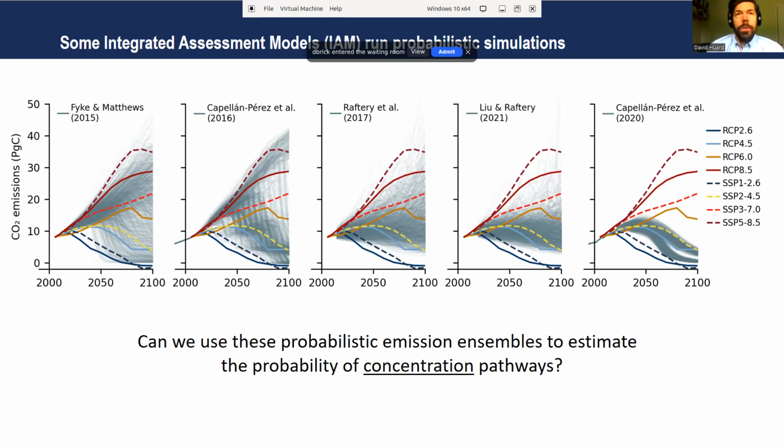And you can say that if you've chosen the parameter distributions correctly, so describing your own uncertainties about the parameters, what you get is a kind of probabilistic assessment of future emissions. And what I propose we do is that we use those probabilistic emissions to assign probabilities to the concentration pathways used in RCPs and SSPs.